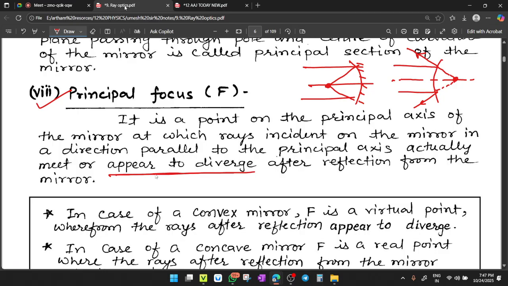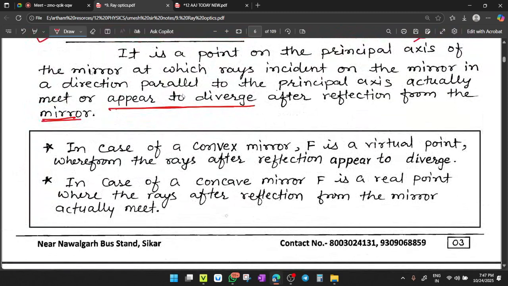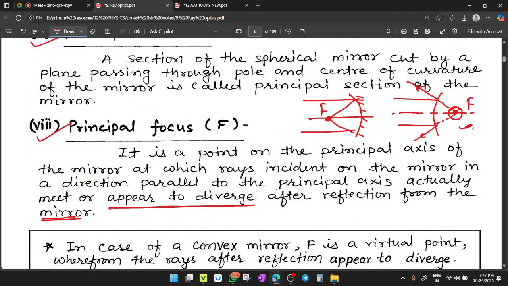Parallel to the principal axis actually meet or appear to diverge after reflection from the mirror. So they are getting diverged and appear to come from this point. So this is called focus. So both mirrors have a focus, one having the real focus and another having the virtual focus. Clear or not? In case of a convex mirror, F is a virtual point. Yes, I'm talking about this one mirror.